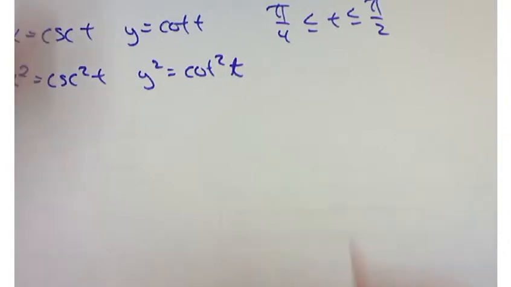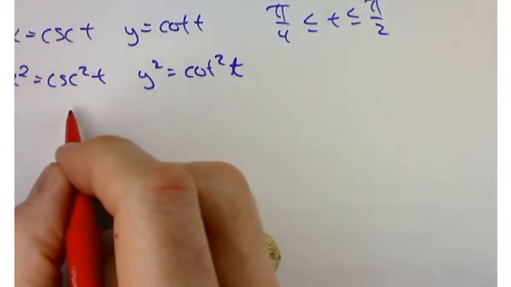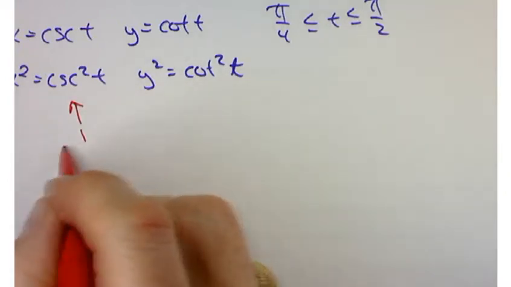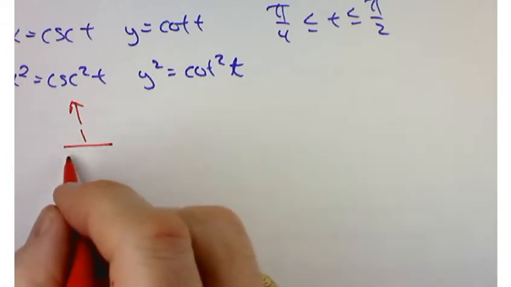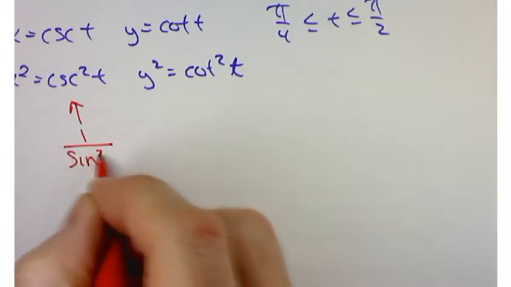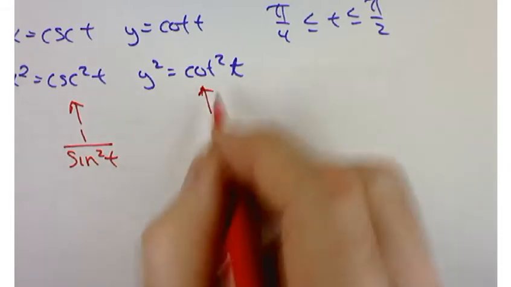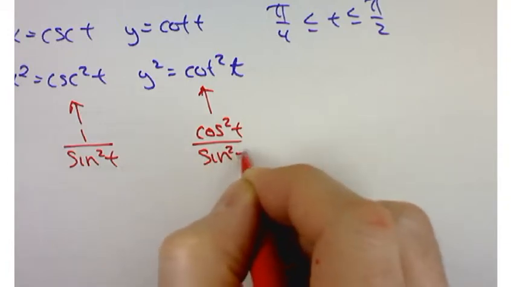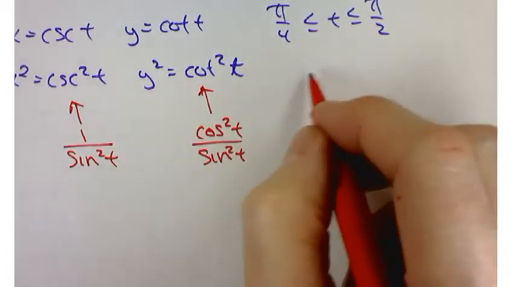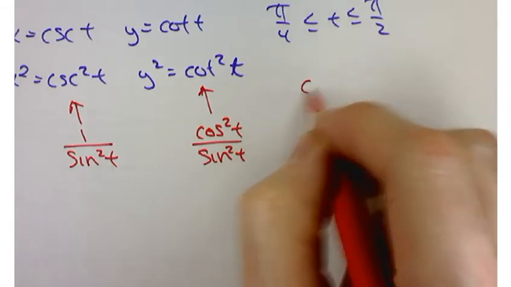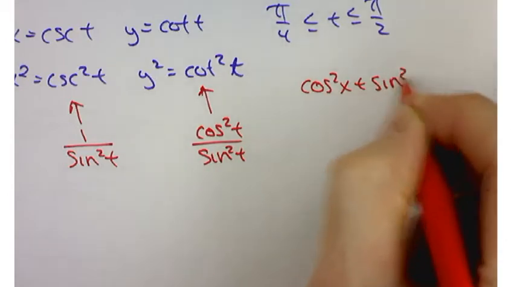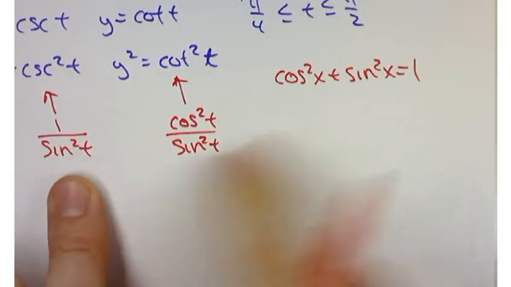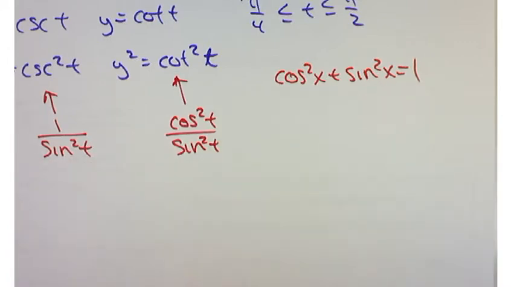In fact, let's remind ourselves of something that we should know come time for the final exam. Cosecant squared is what over what? 1 over which one? 1 over sine squared. And cotangent squared is what? 1 over tangent squared, or in terms of sines and cosines, cosine over sine, squared. So it looks to me like what you could do is take the Pythagorean identity, cosine squared of x plus sine squared of x equals 1, and then divide everything through by sine squared. And let's see what happens when we do that.